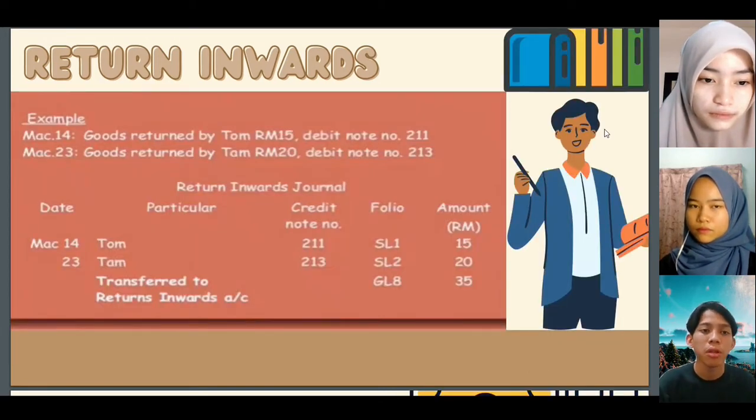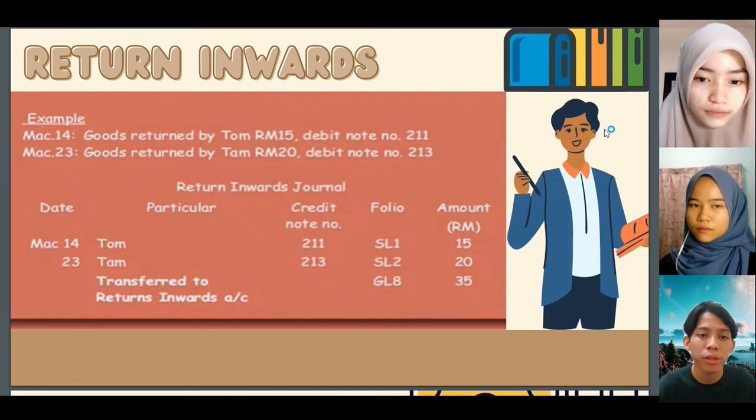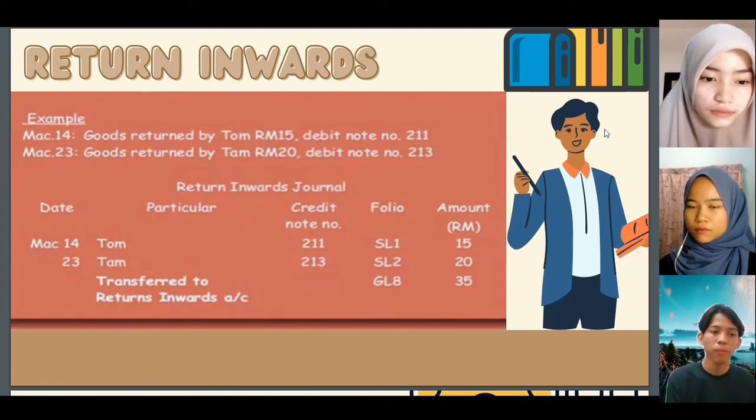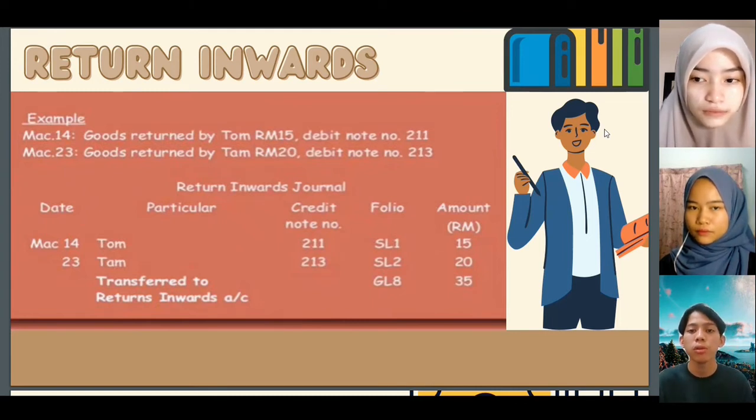Okay, this is an example for the return inward account. Return inward also has five columns like return outward. There is date, detail, credit note, folio and amount. Okay, for example, this is March 14. Goods returned by Tom, 50 ringgit, debit note number 211.